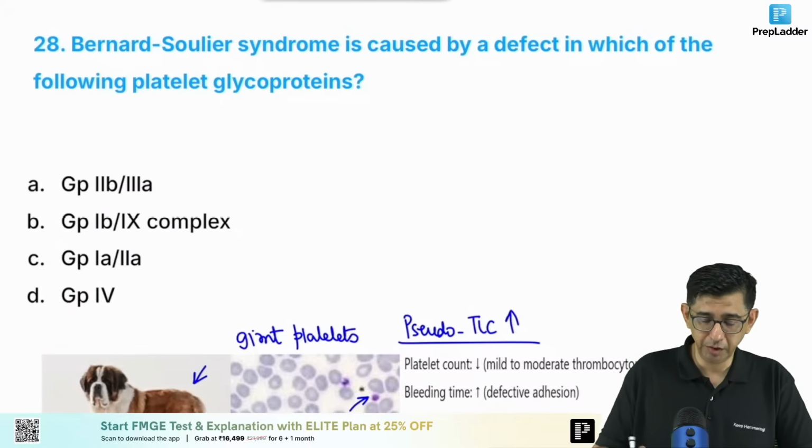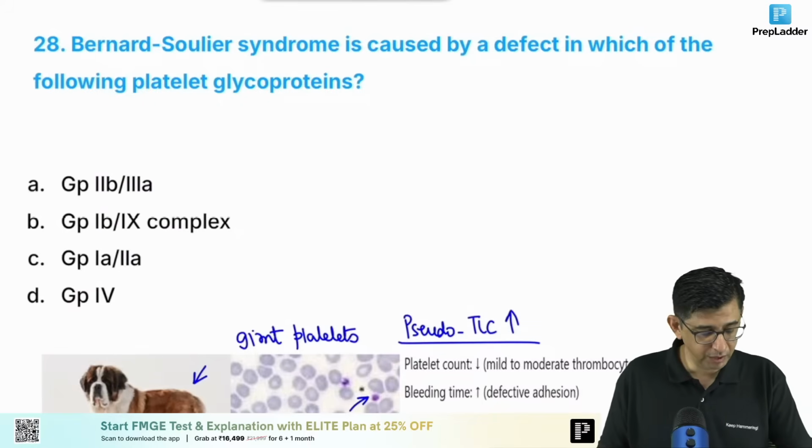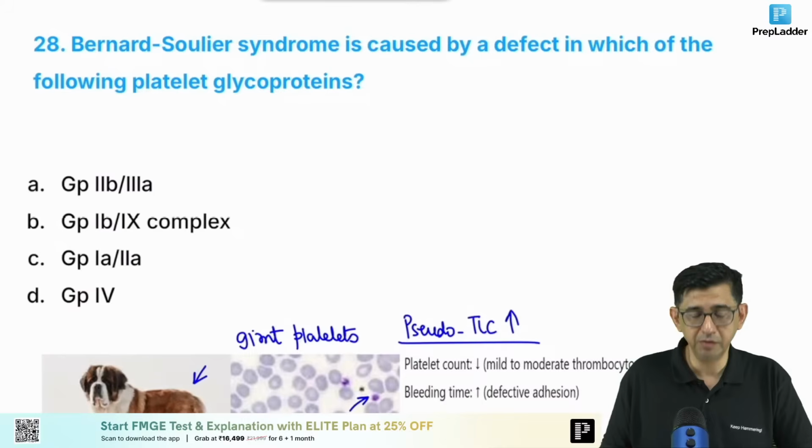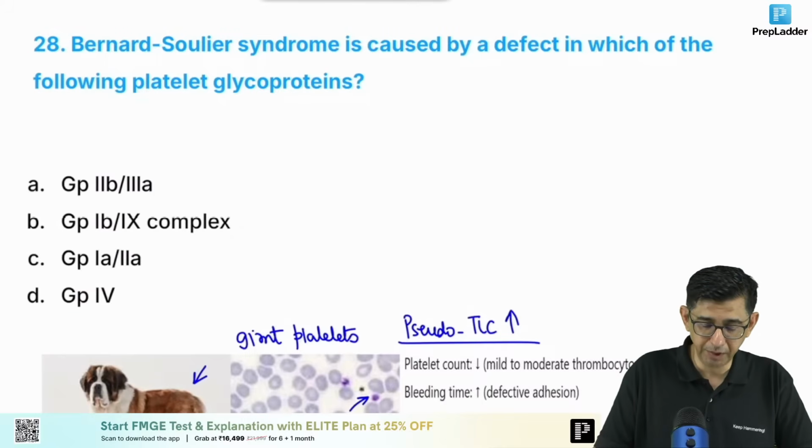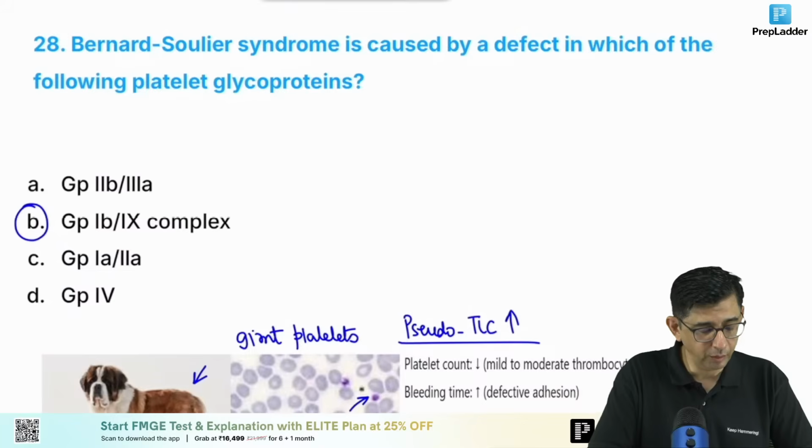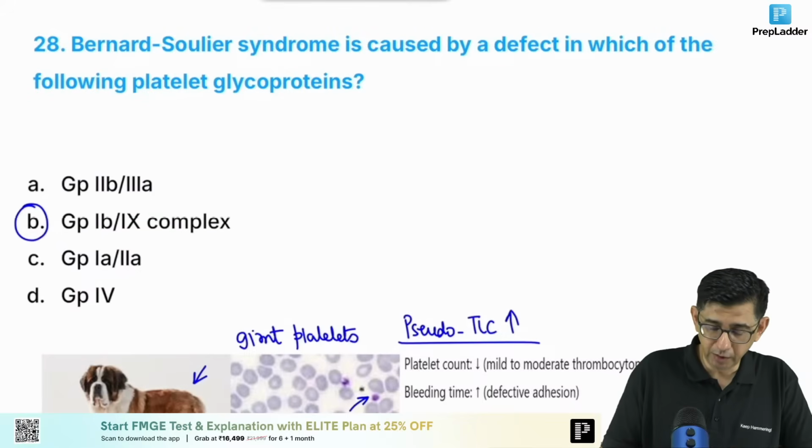This question that you need to remember is: in Bernard-Soulier syndrome, what is the primary defect? What is the platelet glycoprotein that is affected? So this would be the group 1B-9 complex that would be affected. The answer for this would be option number B. And if you're saying option number A, then that is for a condition called Glanzmann thrombasthenia.